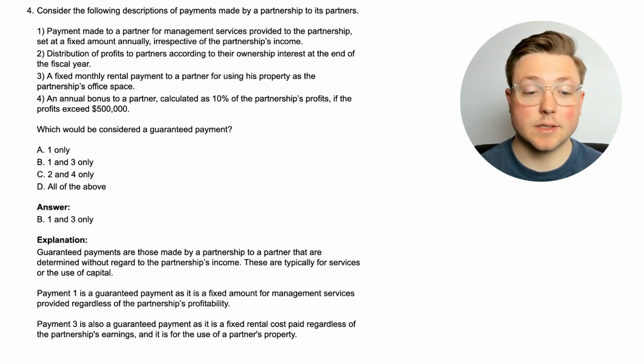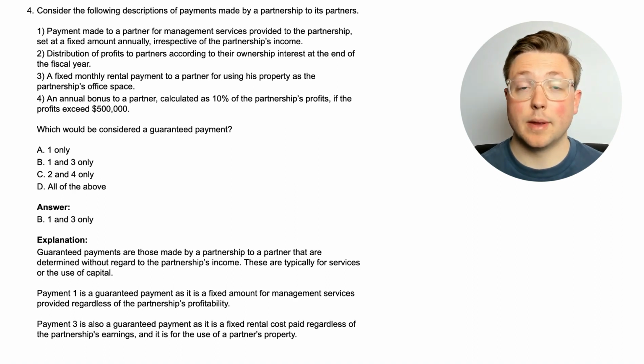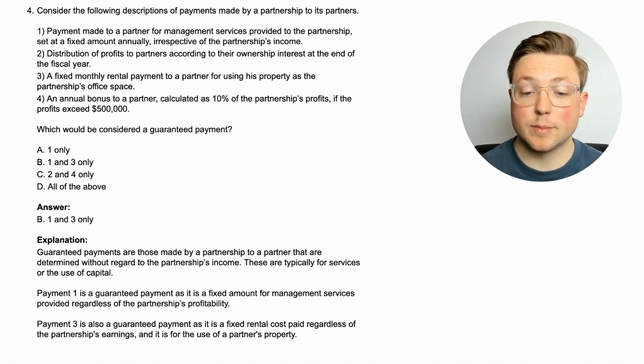Okay, and the answer is 1 and 3. So the payment for management services and the fixed monthly rental payment. Guaranteed payments are those made by a partnership to a partner that are determined without regard to the partnership's income. These are typically for services or for the use of capital.